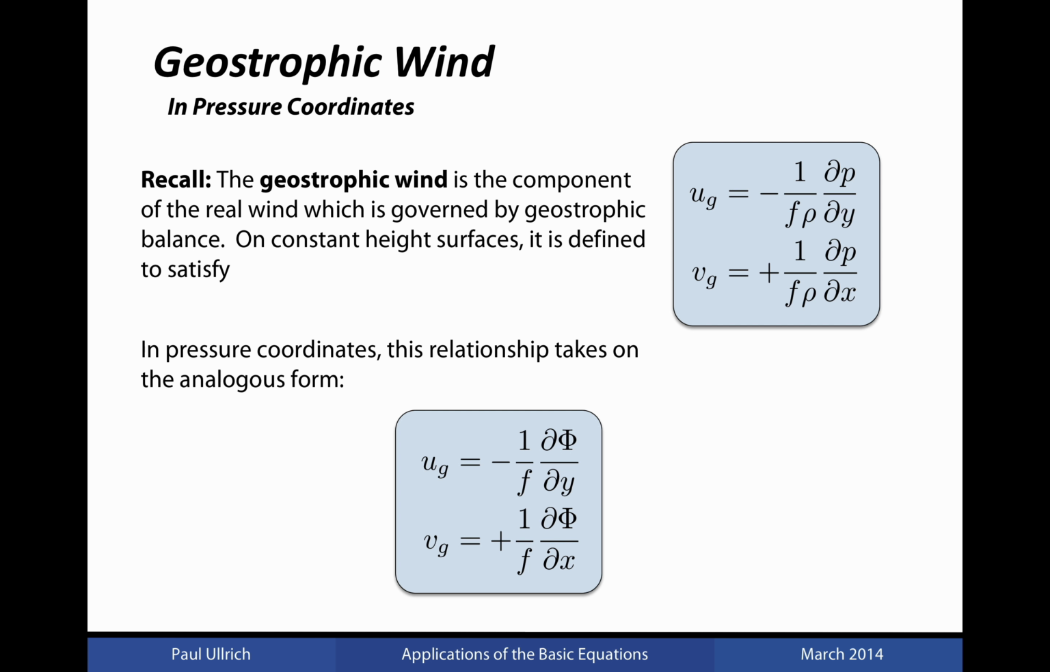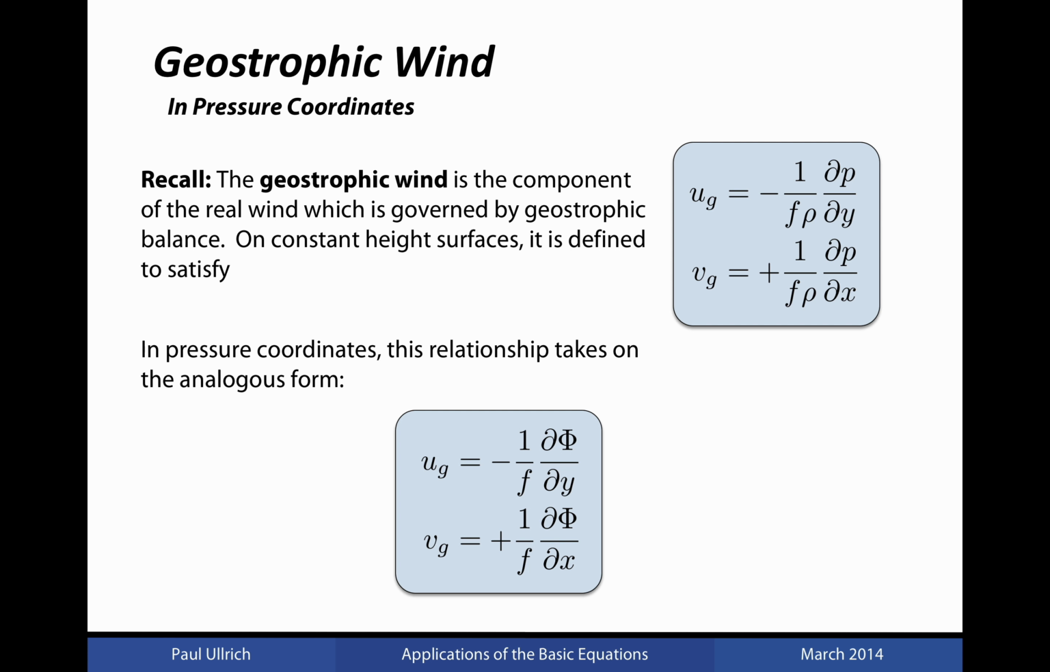Okay, let's derive this then quantitatively. So the geostrophic wind is the component of the real wind that is governed by geostrophic balance. The equations on the right-hand side here show what that geostrophic wind relationship looks like on height surfaces.